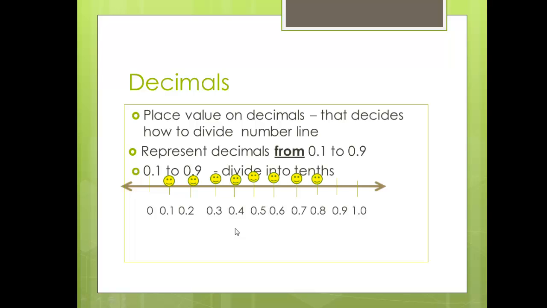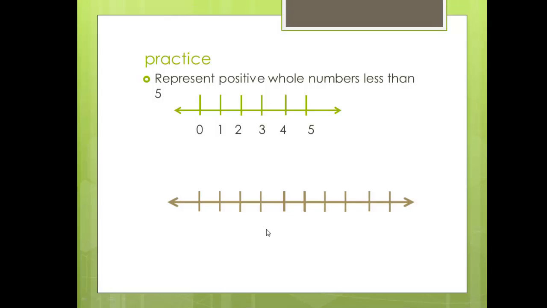Seven tenths, 8/10, 9/10. Remember, we have the word from, so I marked them all in the series. Let's practice. Let's represent positive numbers less than 5 on the number line. So I've made my number line, and I've labeled my intervals. Ready? Less than 5.